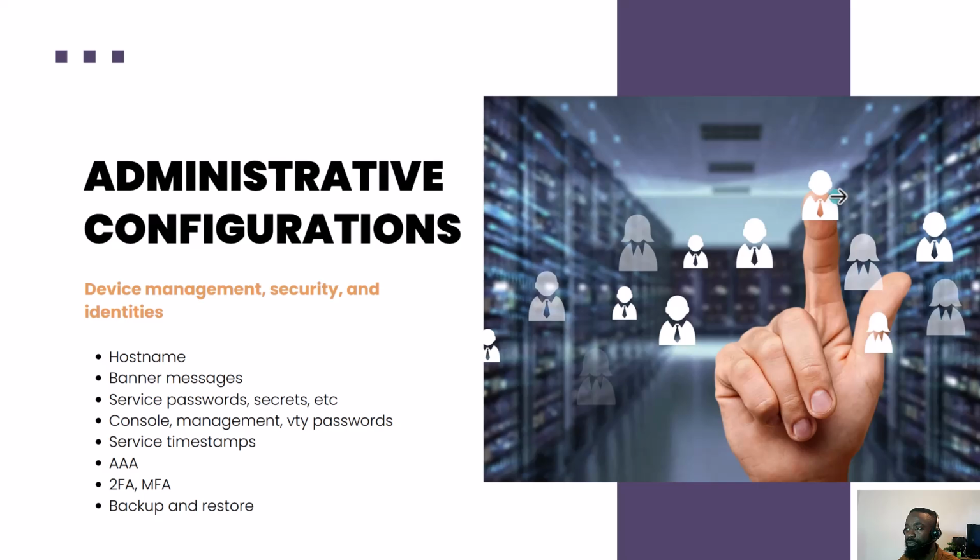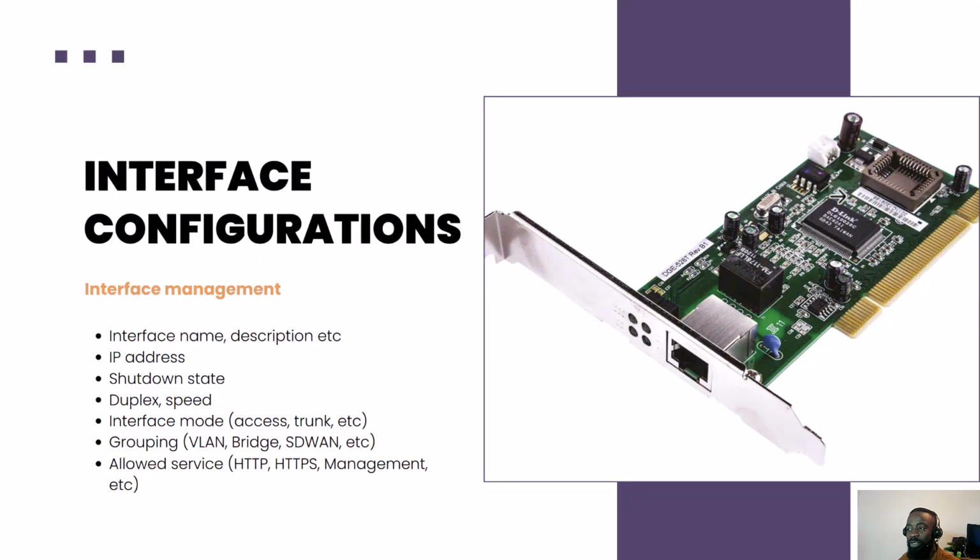Next one is interface configuration. Interface configuration addresses specific interfaces. So be it on desktops, be it on networking devices like switches, routers, firewalls, you're going to need to configure NICs, right? So a few things that you'll be configuring in NICs would include the network interface name, the description, the IP address that interface would carry, shutdown state, whether it's shut down or turned on. Another one is duplex and speed. Another one is interface mode, be it an access interface or a trunk interface.